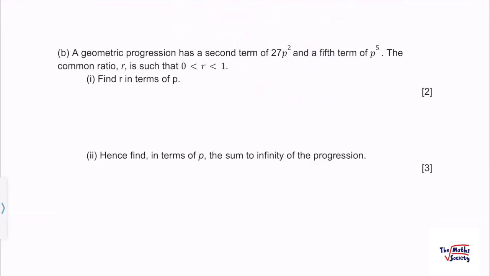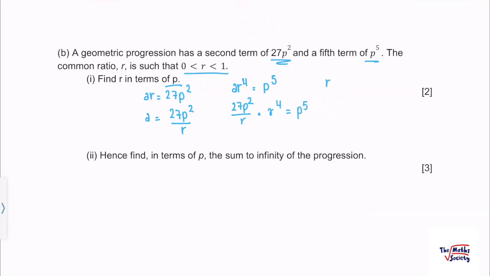It says that a geometric progression has a second term of 27p squared and a fifth term of p to the power 5. The common ratio r is such that r is between 0 and 1, so find r in terms of p. So we know that ar, the second term, equals 27p squared. So a is going to be 27p squared divided by r. And the fifth term, ar to the power 4, is equal to p to the power 5. And we know that a is 27p squared by r, multiplied by r to the power 4, that's equal to p to the power 5.